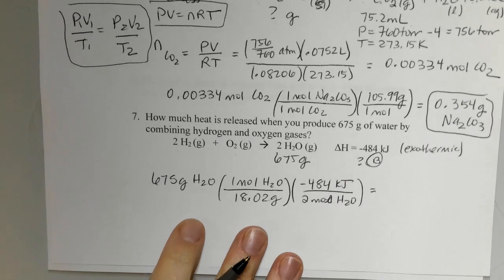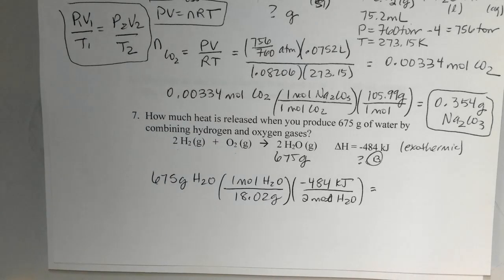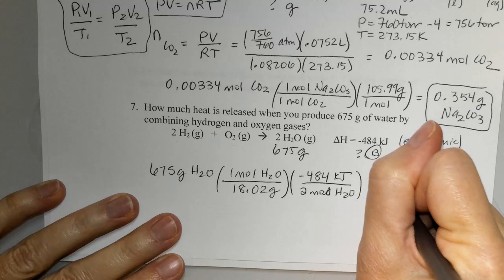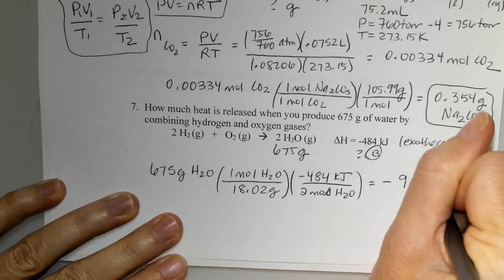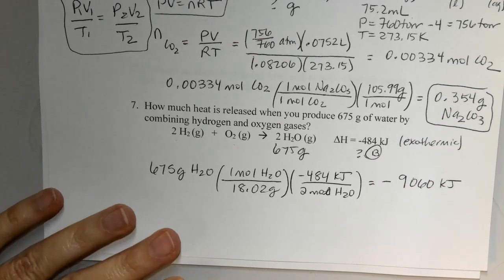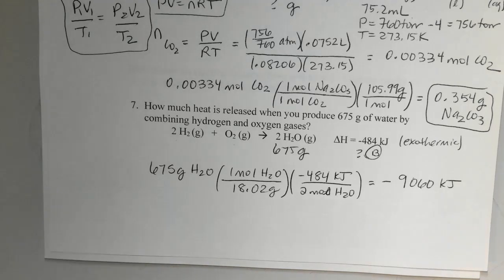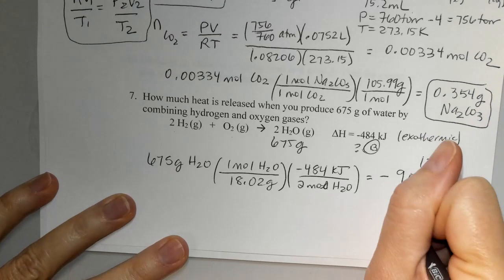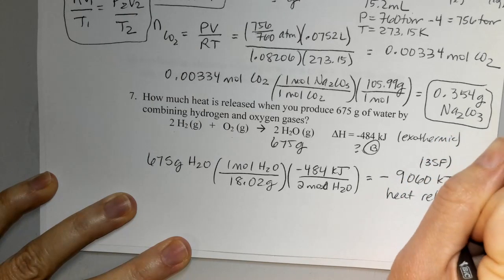All right, so my energy, 675 divided by 18.02, meant I had 37.5 moles of water produced. For every 2 moles of water, I get 484 kilojoules released. So to 3 significant figures, I get a total of 9,064.9, so I'm going to round that to 9,060, 3 sig figs. All right, so that is your heat, and it is released.